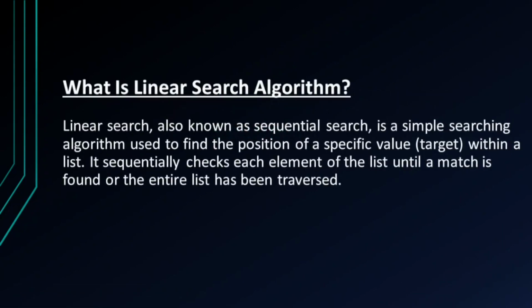Now, linear search algorithm, also known as sequential search, is a simple searching algorithm that is used to find the position of a specific value, or rather a target, within a list. It sequentially checks each element of the list until a match is found or the entire list has been traversed. Let us understand what that means using an example.